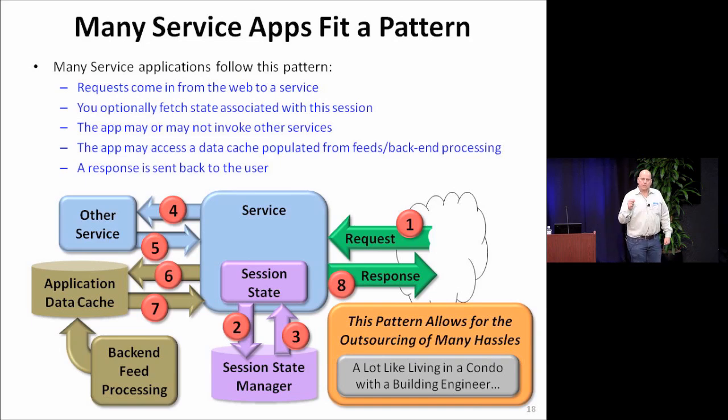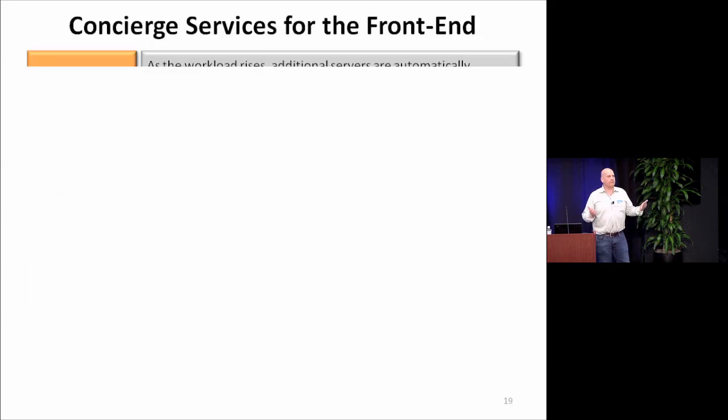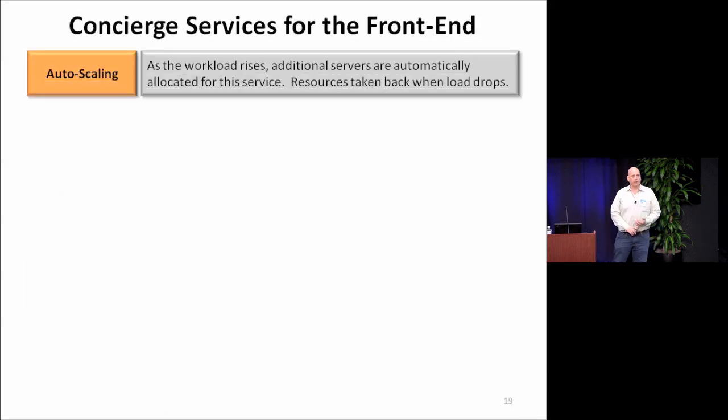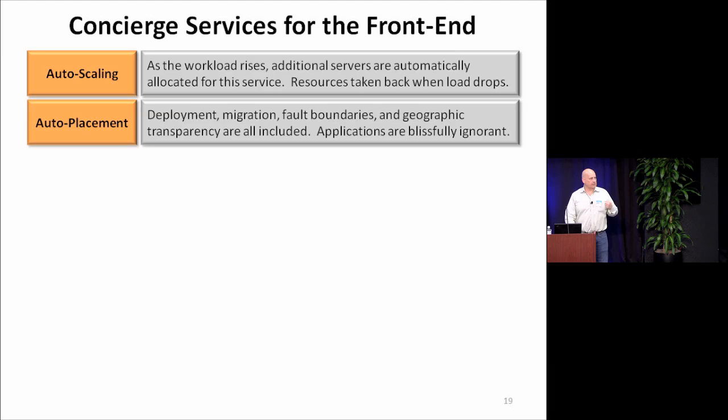This pattern happens over and over and over again when we're dealing with the front ends, okay? And I'm going to say it's a lot like building in a condo. It's a usage pattern, and we can bring value when you have that pattern. So what value can we bring? We can do automatic scaling. As the workload rises, we're going to add more resources. When the workload drops, we'll take the resources away.